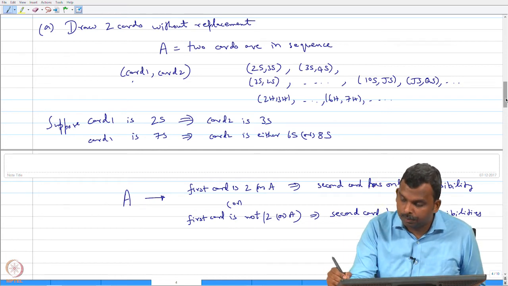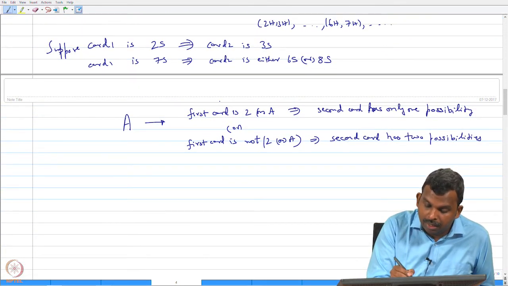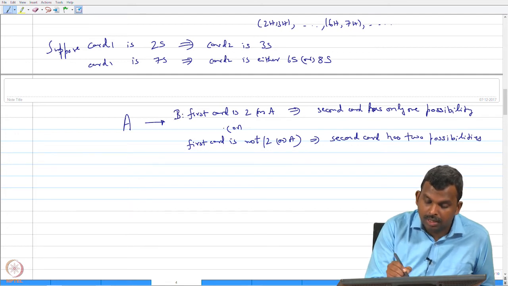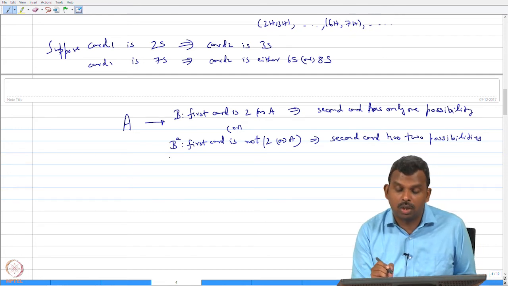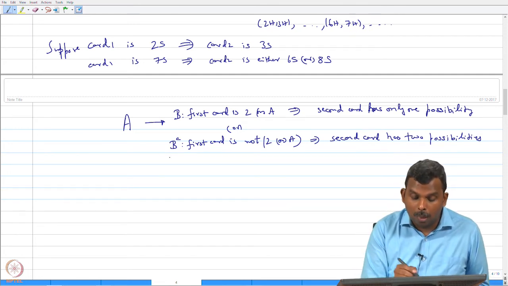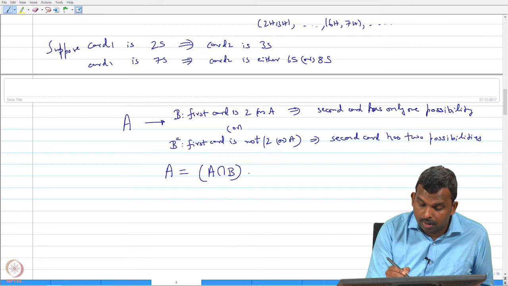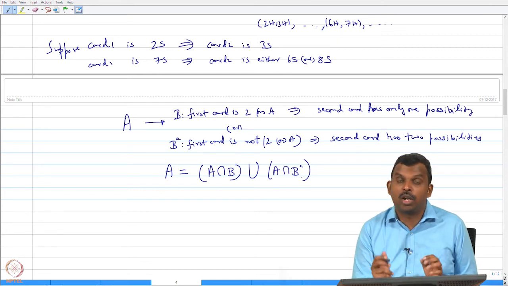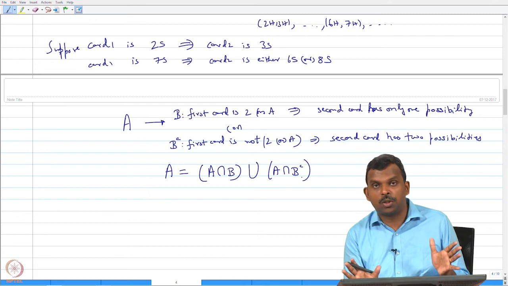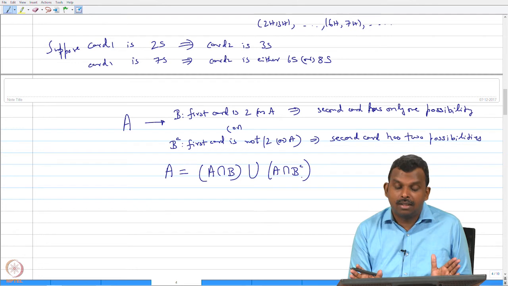So, the way you have to think of this is you can define an event B, which is first card is 2 or ace, and this is actually B complement, is it not? First card is not 2 or ace. So, I have to think of the event A as A intersect B union with A intersect B complement. This is sort of a mathematical description of what I am doing. I am taking the event A and splitting it into 2 possibilities. Either the first card was 2 or ace or it was not. And then I am doing a union.